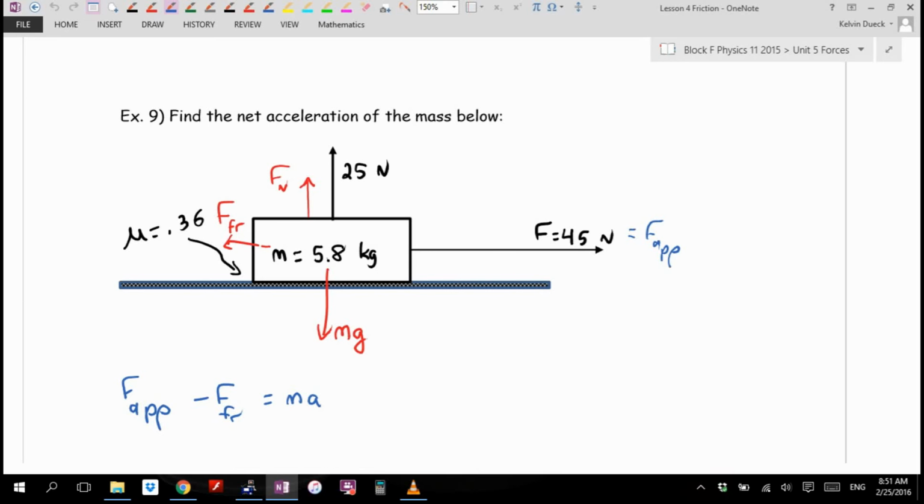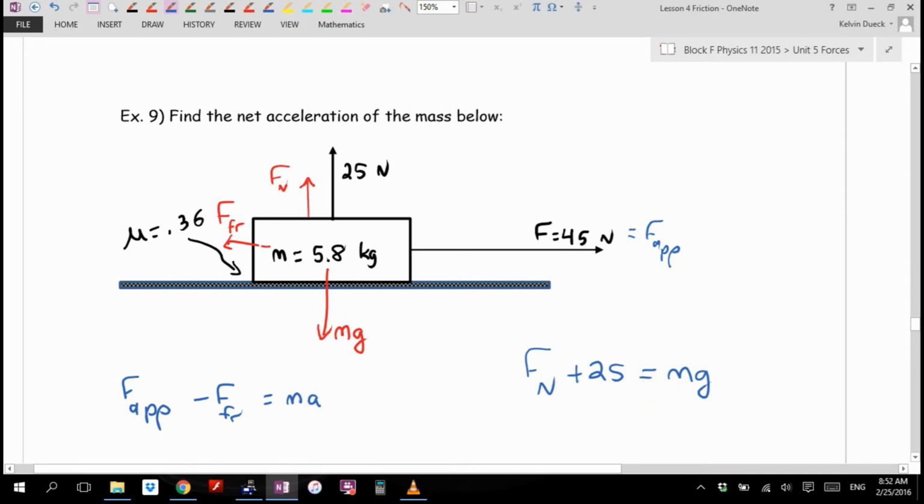The reason I've done that little chant, what I really want you to realize is all the forces up balance all the forces down. All the forces up equal all the forces down. If you need to, in your notes, just so you know where it came from, you could write all the forces up, which are those two, equal all the forces down.